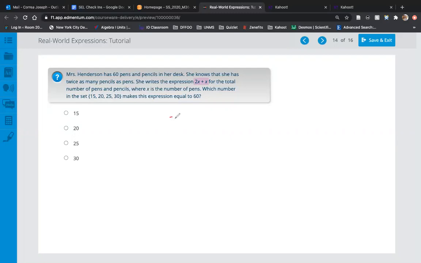So I'm going to have to put a trackpad. It's like saying 2x plus x equals 60. So all you're trying to do is figure out which of the numbers from this list here, 15, 20, 25, or 30, when you replace it in for the x's, gives you 60.